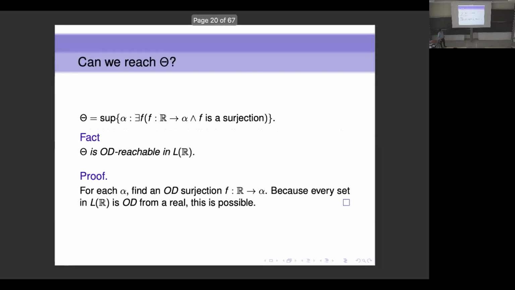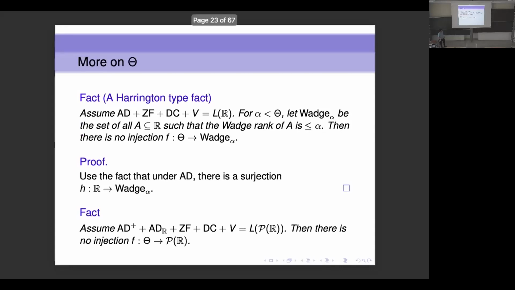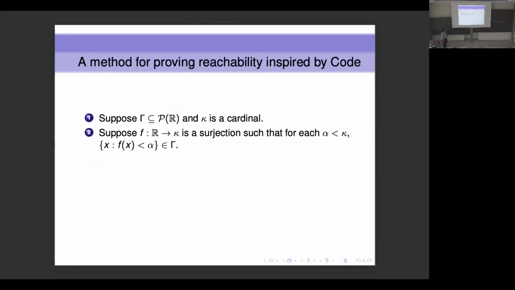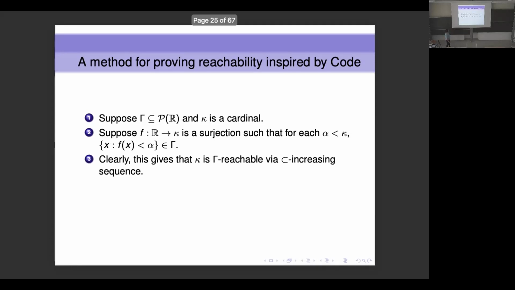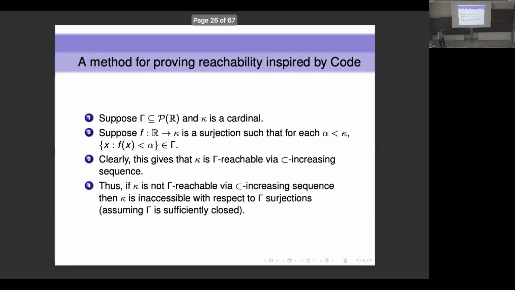Okay, this is an easy way of proving that gamma is kappa reachable. You have some surjection onto kappa such that each section is in gamma. That's what we did with the reals and omega 1. And then, of course, this gives you kappa is gamma reachable, but you get more. It's properly increasing there. The sets are properly increasing.